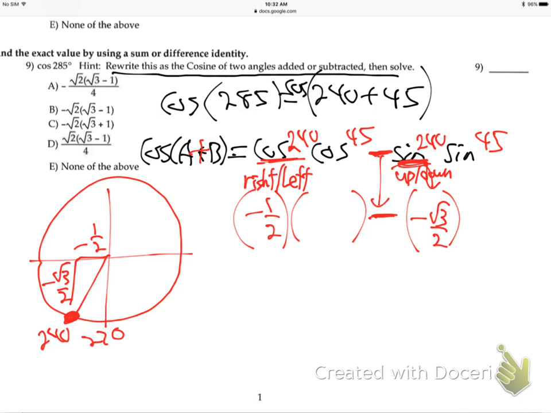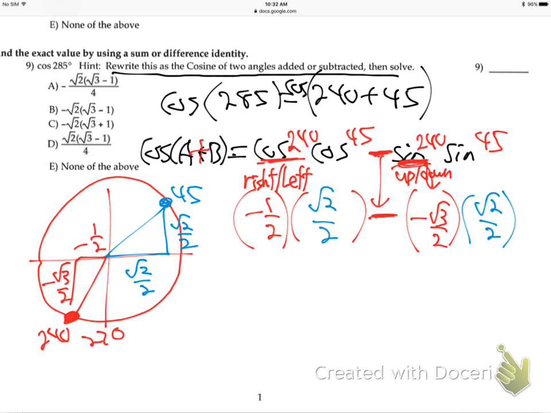Now, how about the 45? Let's do the 45. 45 is right here. That one is over and up, medium, right? That's in the middle. Root 2 over 2, root 2 over 2, for both sine and cosine, same thing. Over and up, same amount. Medium, medium. Good?